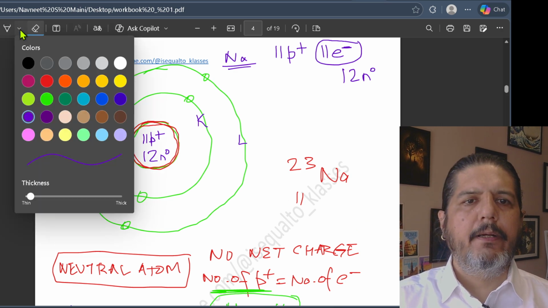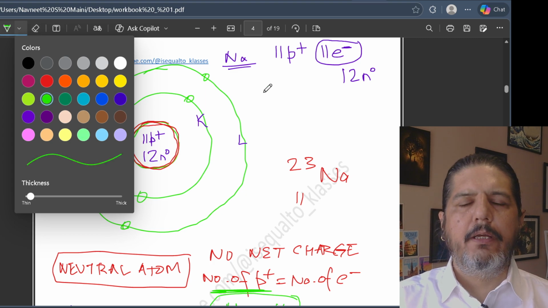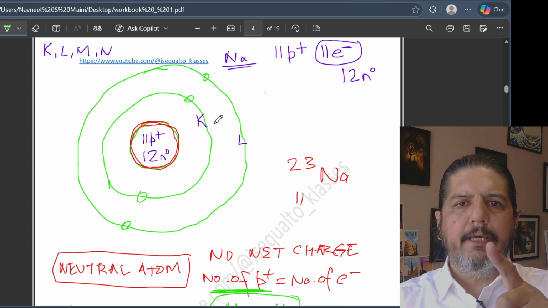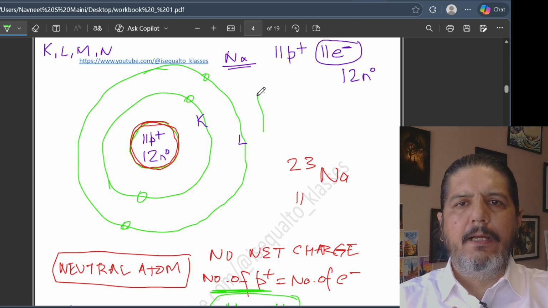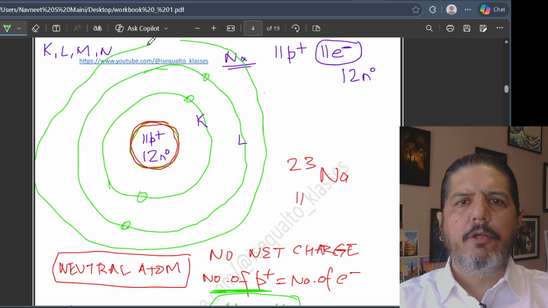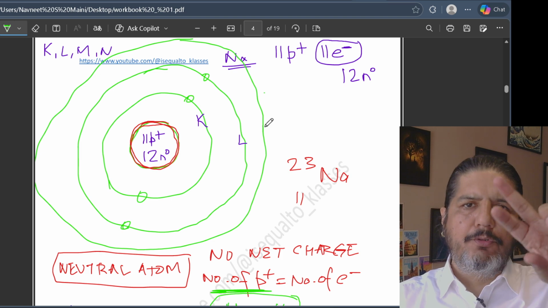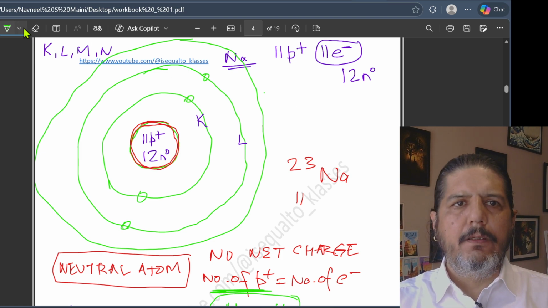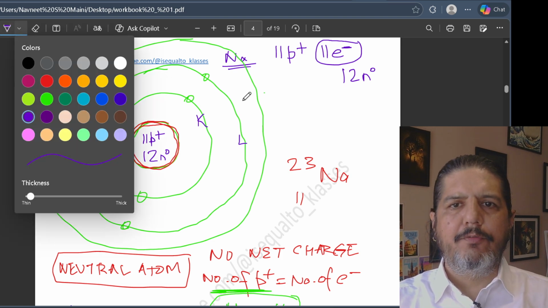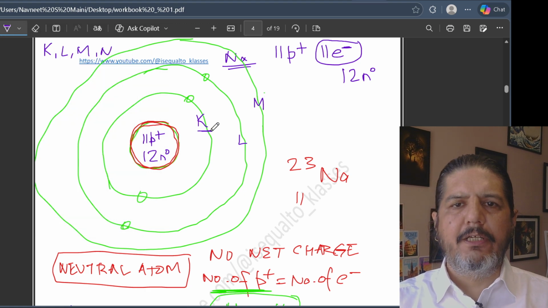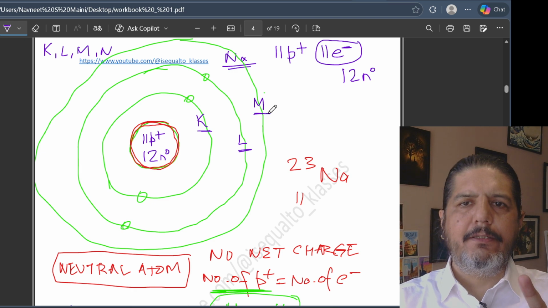So this would be my first shell, K, the second shell, L, and the third shell, M. When you are drawing the diagrams, you will have to use the compass. I'm just drawing the rough diagrams, so you'll have to manage with this only. So the first shell is named K, the second is L, the third is M.